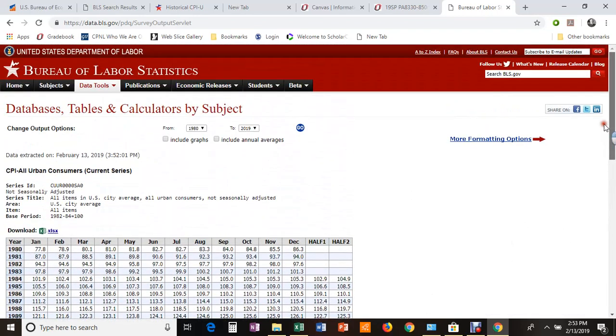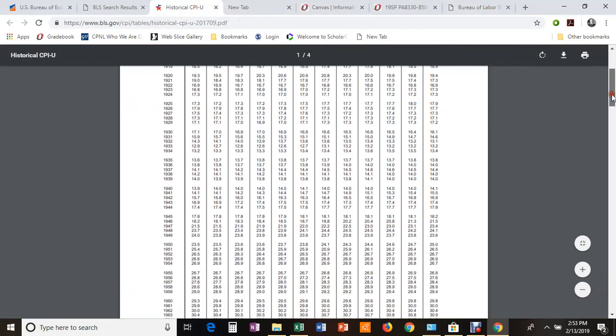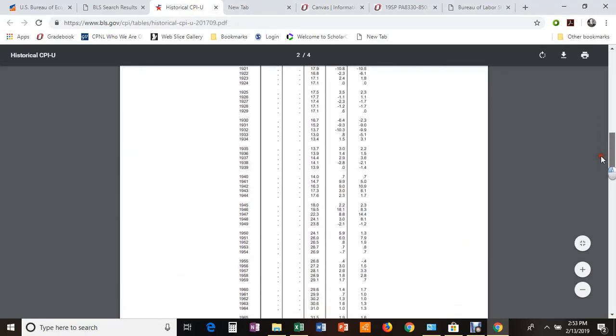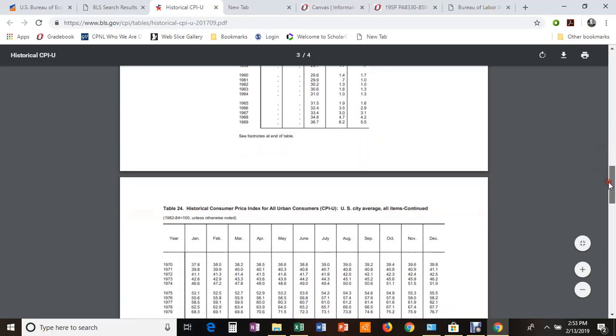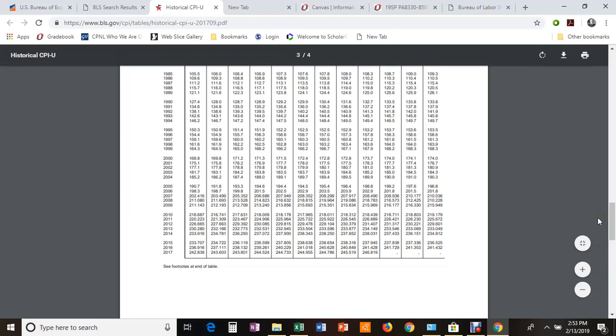For the exercise that I'm about to do, I typed in historical CPI here in the search function, and it gave me this chart. This is what I used to show CPI data for the annual averages. See, this one starts in 1913, from the annual averages all the way out to 2017. Okay, so again, what is CPI? CPI is really a basic look at how prices are inflated over time.